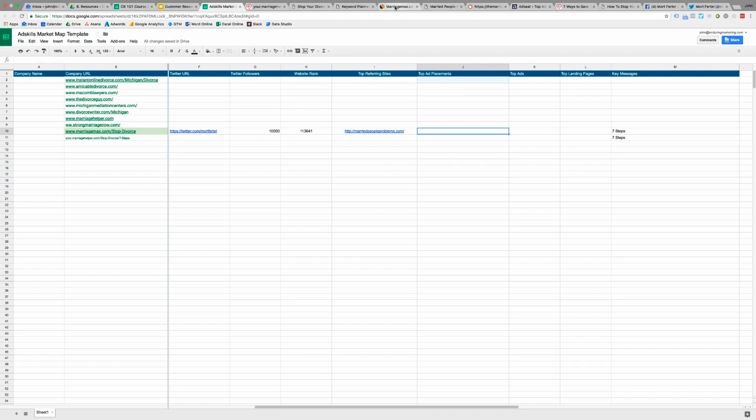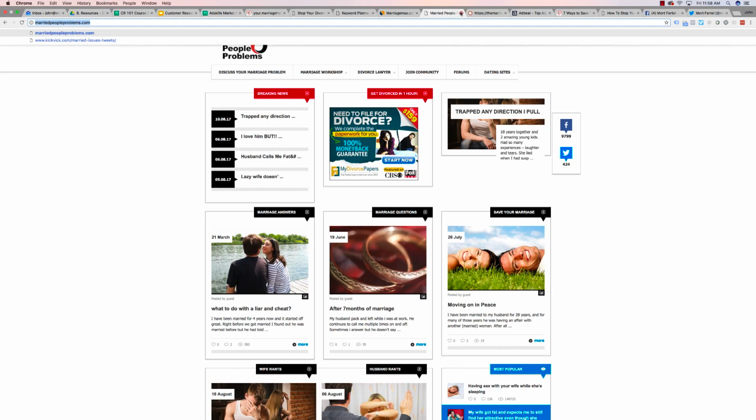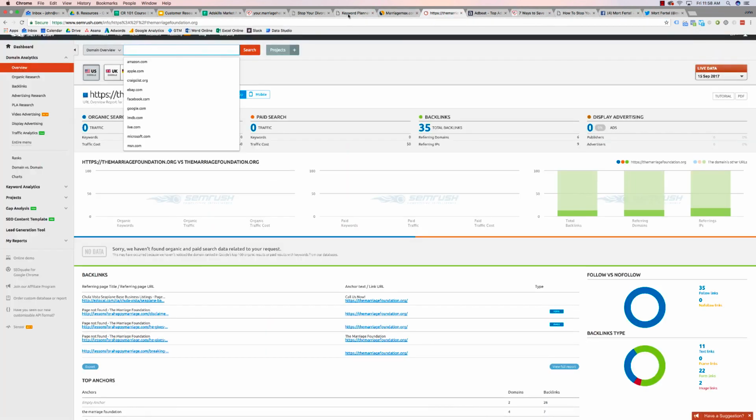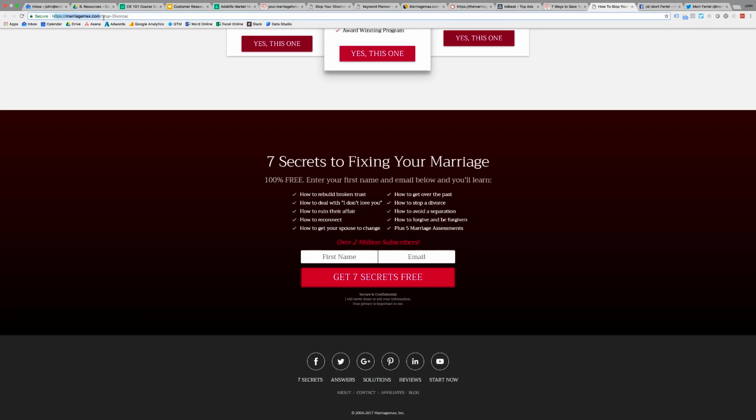This is where we take marriagemax.com. Where are we at here? marriagemax.com, and this is where we're going to start doing our ad research.